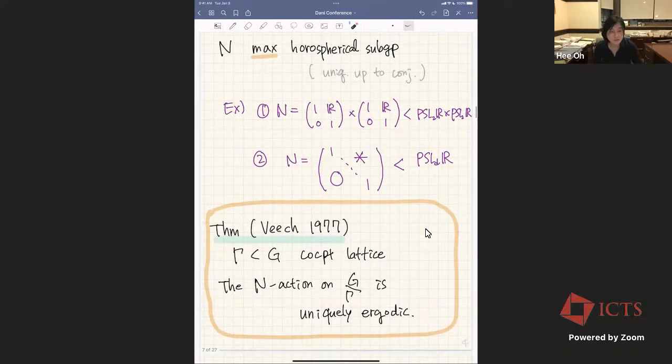So extending Furstenberg's unique ergodicity to general semi-simple real algebraic groups, Furstenberg proved the following result in 1977. Let gamma be any co-compact lattice in any connected semi-simple real algebraic group. Then again, the action of a maximal horospherical subgroup on G mod gamma is uniquely ergodic.